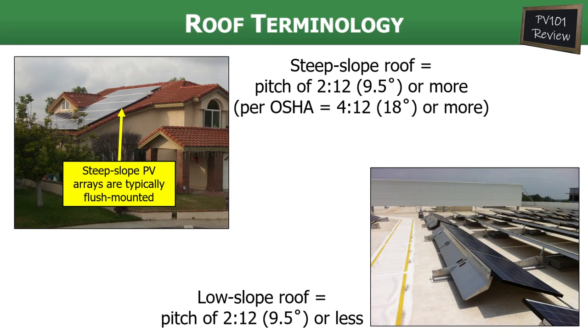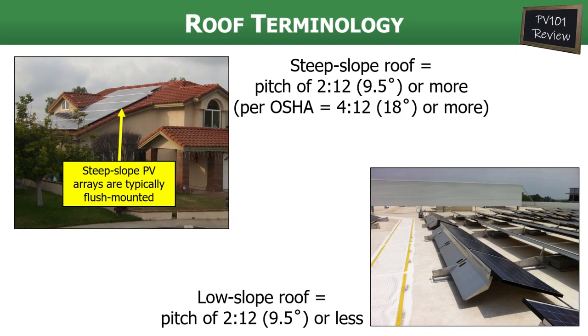Now, these are not standardized metrics, so the 2/12 is not an industry standard per se. If you look at the OSHA regulations, they consider a steep slope to be 4/12 or greater. Low slope would be less than 4/12. And the National Roofing Contractors Association, NRCA, defines low slope as being less than 3/12. So obviously we can see we've got three different breakpoints between steep slope and low slope.